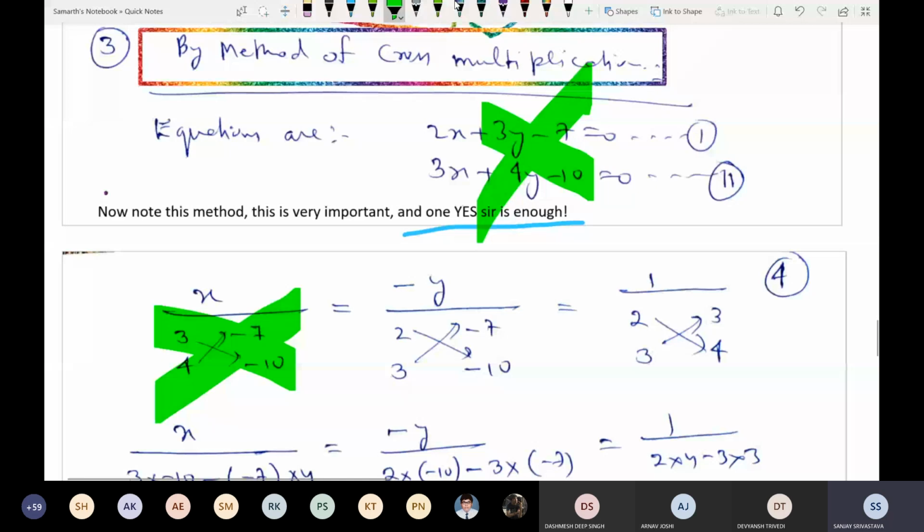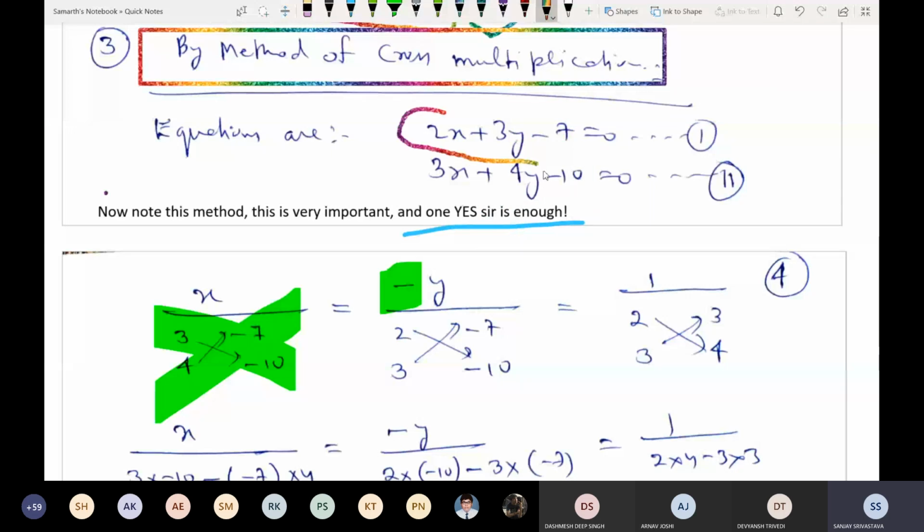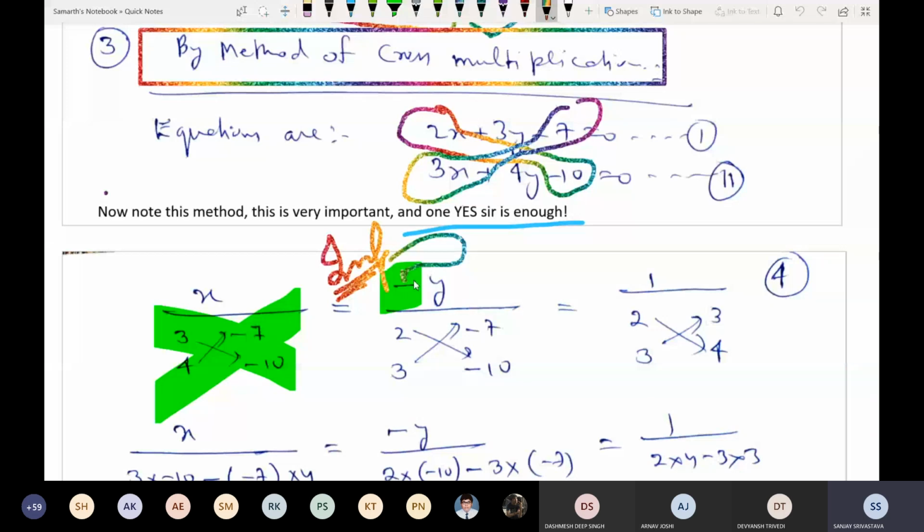When I will take the middle term minus y upon, then I will not consider the coefficients of y. I will take the coefficient of the variable x and the constant terms. That is 2 and minus 10, 2 into minus 10, and 3 into minus 7. So be very, very careful about the signs. And is equal to 1 upon, because the last term is not having any constant, so you will write 1 upon, and then you will do the cross multiplication of the coefficients of x and y. So 1 upon 2 into 4, and 3 into 3.